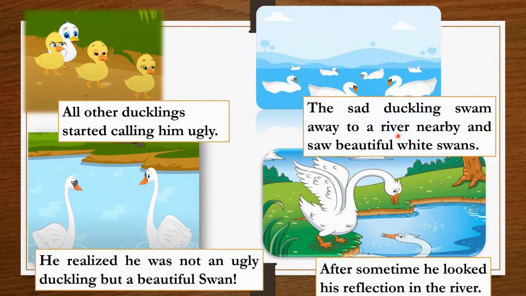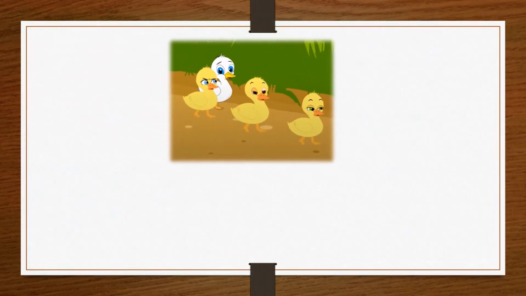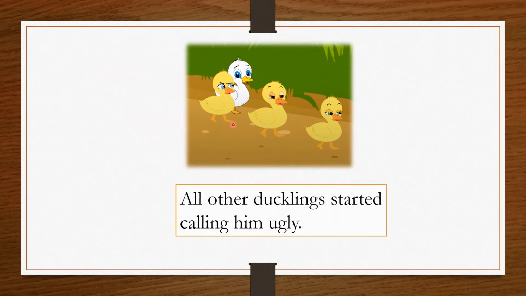Now, let's see the third sentence. Students, tell me which sentence will come. Here we have four sentences with us. All other ducklings started calling him ugly. The sad duckling swam away to the river nearby and saw beautiful white swans. He realized he was not an ugly duckling but a beautiful swan. After some time, he looked at his reflection in the river. So now tell me. Yes, very good. All other ducklings started calling him ugly. So our third sentence is: all other ducklings started calling him ugly.